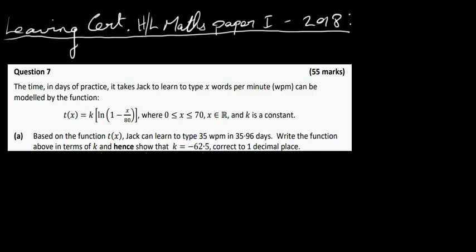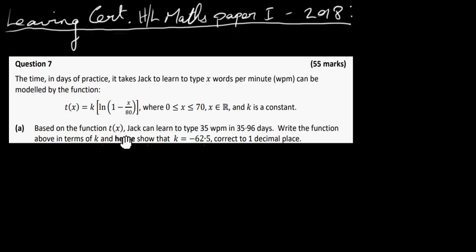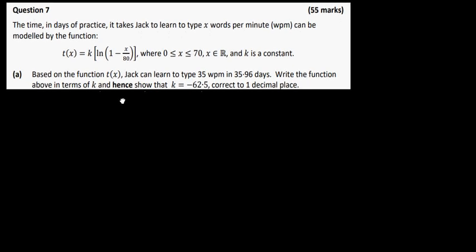Right, so let's have a look at the Leaving Certificate Higher Level Maths Paper 1 for 2018, and let's have a look at question 7. The time in days of practice it takes Jack to learn to type x words per minute can be modeled by the function t of x, which is equal to k times the log of 1 minus x over 80, where x is between 0 and 70, so the number of words per minute can only be between 0 and 70 inclusive. x is real, and k here is a constant.